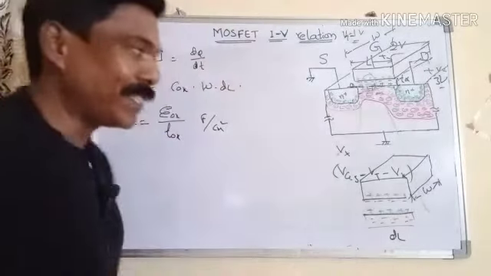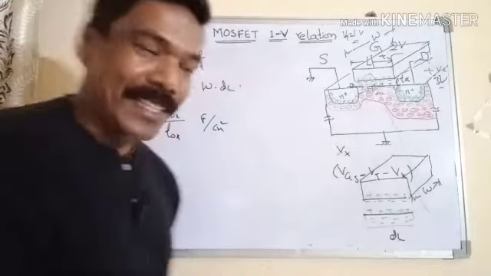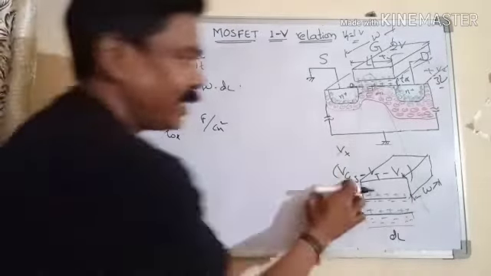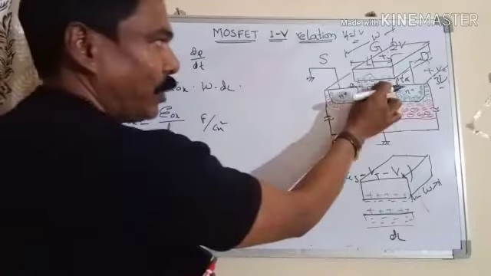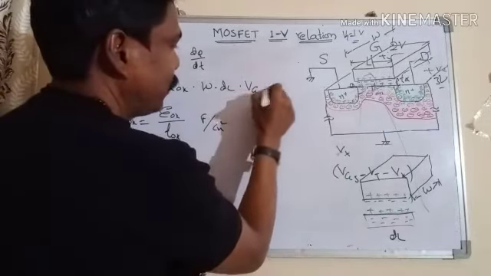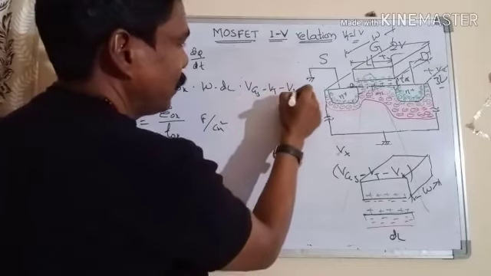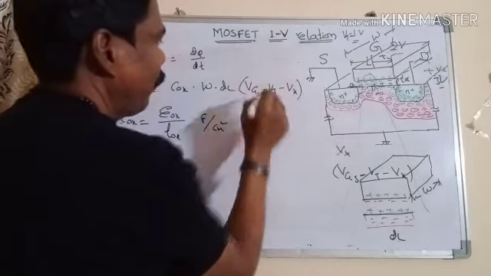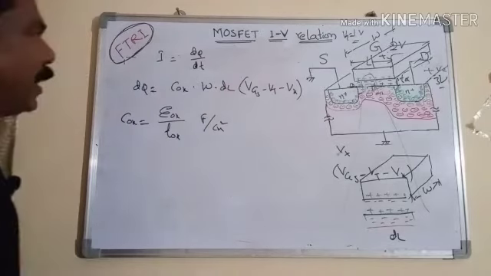What is the voltage across the gate to channel? As I said, the channel supporting voltage is VGS minus VT minus Vx, where Vx is the voltage at that particular location. So it is VGS minus VT minus Vx. So this is dq here.